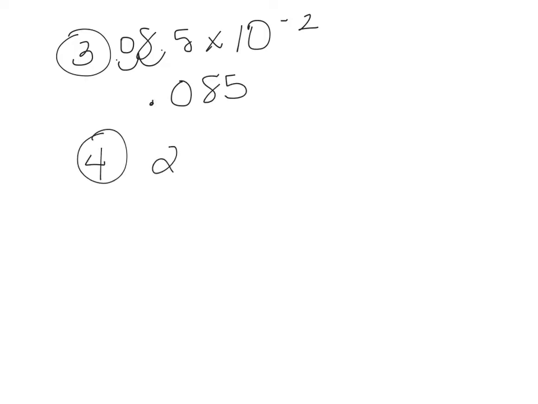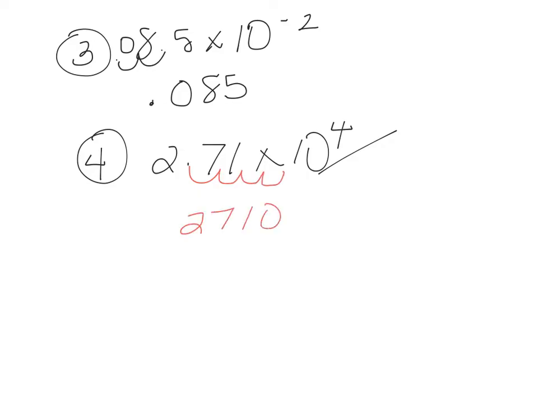And 4, 2.71 times 10 to the fourth. 10 to the fourth is a big number. It's 10 times 10 times 10 times 10. So we've got to make this other number bigger. 1, 2, 3, 4. So my answer is 27,100.